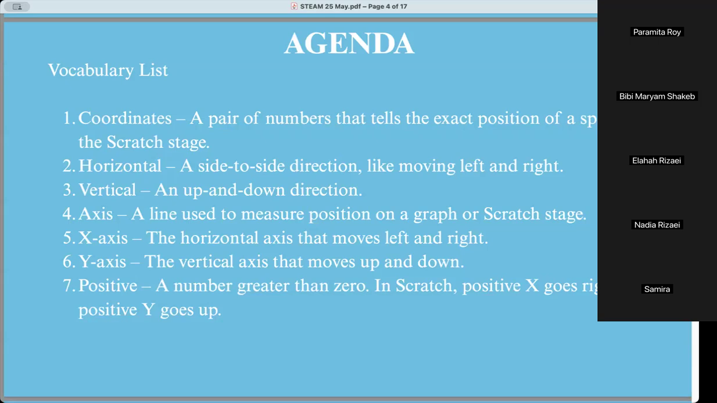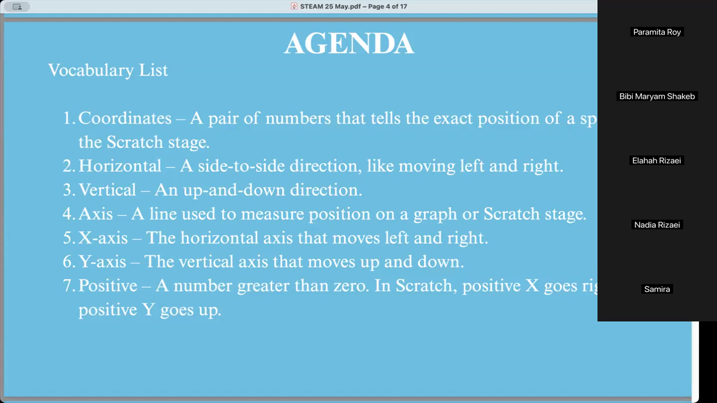Number 7, positive. A number greater than 0. In Scratch, positive X goes right and positive Y goes up. Yeah. Good reading, Samira.